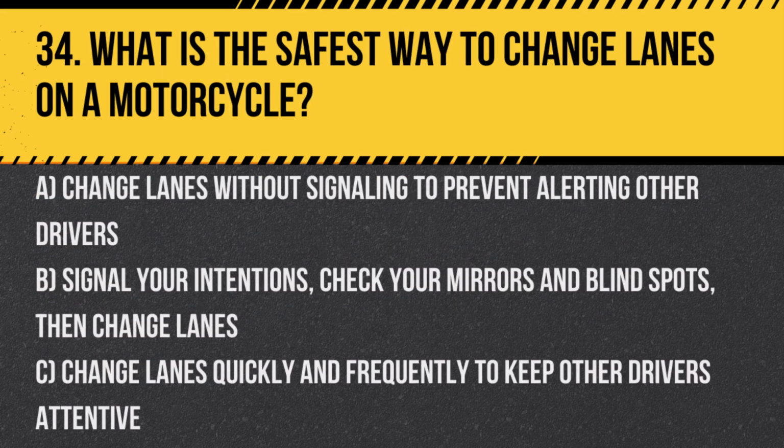Question 34. What is the safest way to change lanes on a motorcycle? A. Change lanes without signaling to prevent alerting other drivers. B. Signal your intentions, check your mirrors and blind spots, then change lanes. C. Change lanes quickly and frequently to keep other drivers attentive. Answer: B. Signal your intentions, check your mirrors and blind spots, then change lanes. This ensures that the maneuver is done safely and other drivers are aware of your movements.